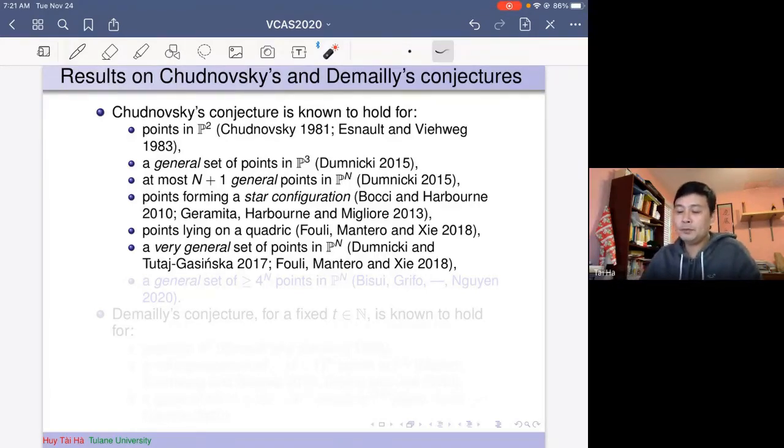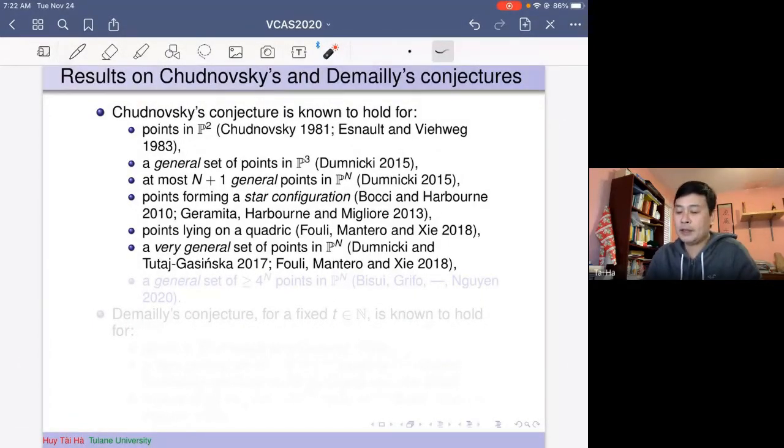It's known to be true for points in P2, and this is due to Chudnovsky himself and a later work by Esnault and Viehweg. It's known to be true for a general set of points in P3. This is due to Dumnicki. For n+1 general points in Pn, again due to Dumnicki.